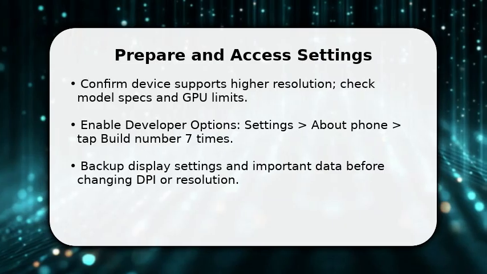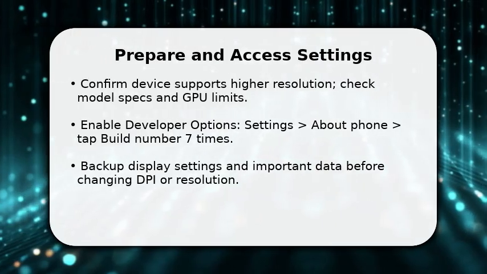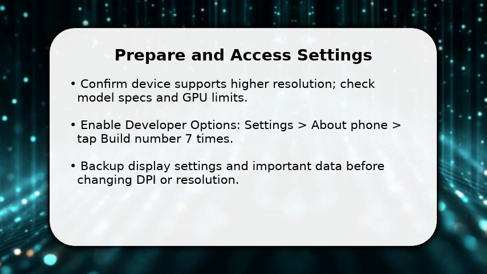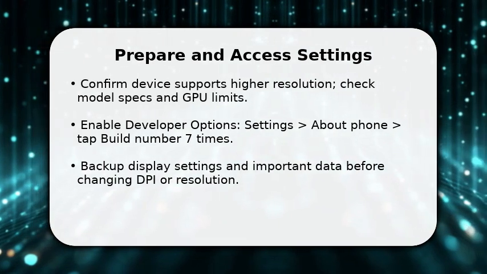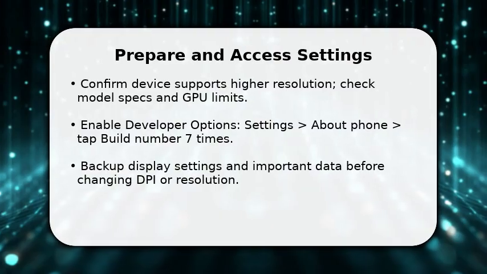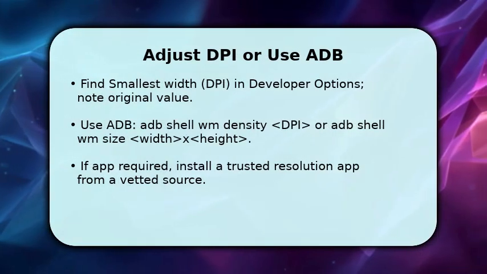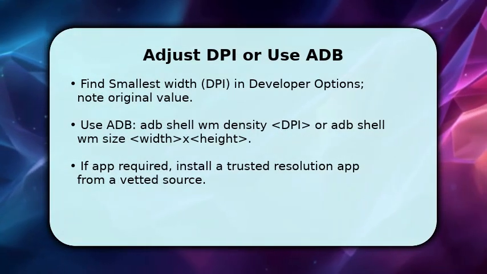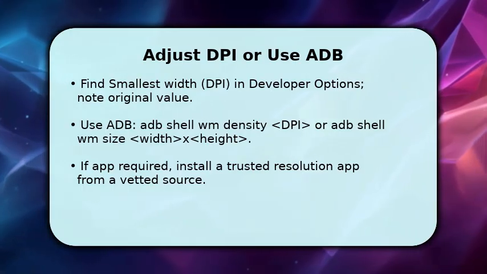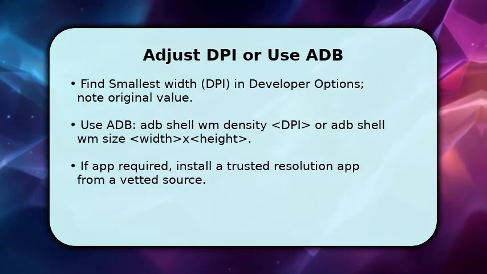Now, navigate to developer options and keep settings open. These are the first actionable steps that let you safely change screen density and resolution values. You'll now change the actual pixel density. In developer options, locate smallest width and note the original DPI so you can revert.